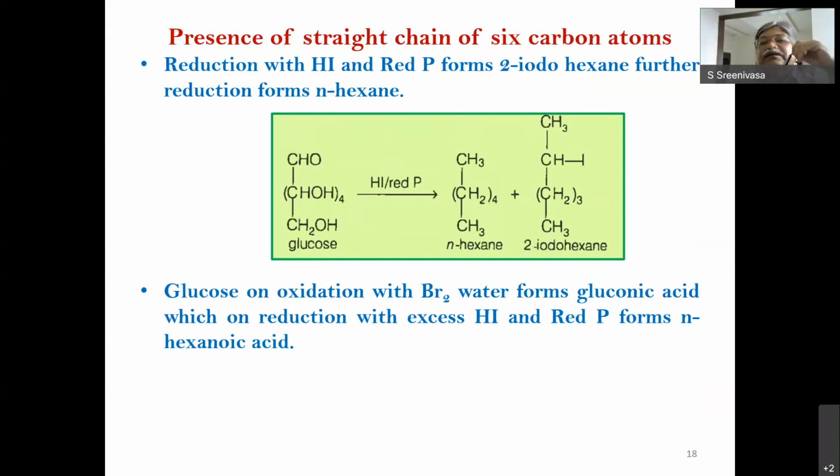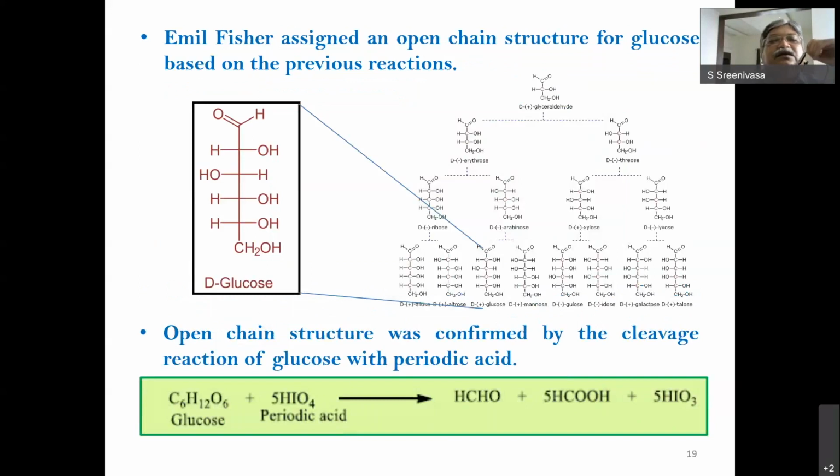So based on that, the OH groups are on different carbon atoms. They have placed H, OH, OH, OH, OH, and on the different carbon atoms valency is satisfied. So you are going to get CHO, CHOH, CHOH, CHOH, CHOH, CH2OH. That is the structure of glucose. As there are 4 asymmetric carbon atoms, 2 to the power of 4, we are going to get 16 isomers for glucose. So that becomes very difficult for establishing the structure of glucose.